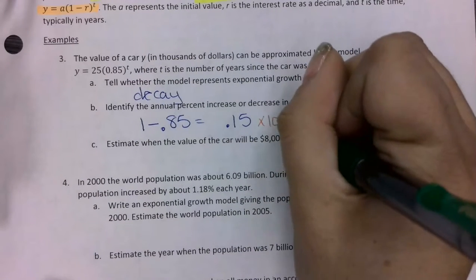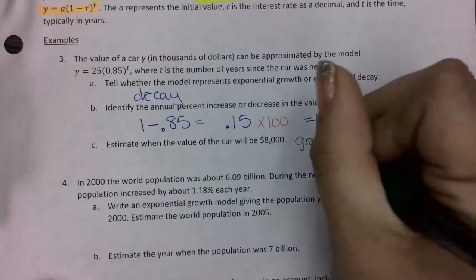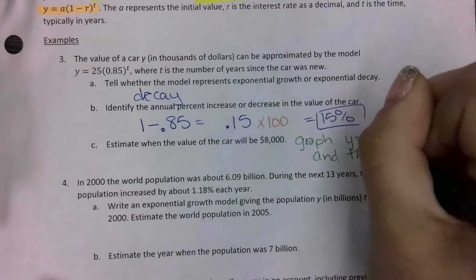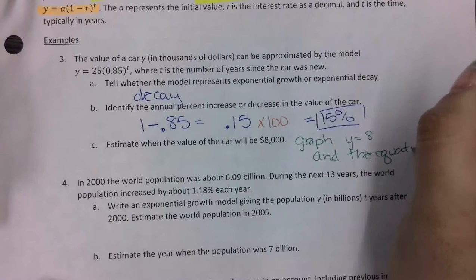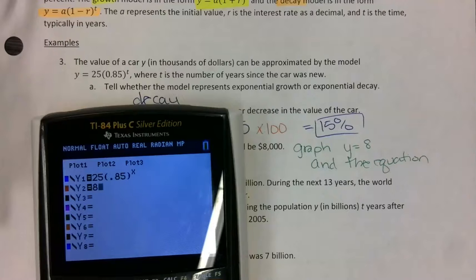So what I want to do is not throw my pen. I want to graph y equals 8 and the original equation. Yeah, so if I go into here, I'm going to do for y equals, I'm going to clear that out. I'm going to do the 25 times 0.85 to the x, and 8. Why did I do 8 and not 8,000? No, because the problem told me I was measuring in thousands.